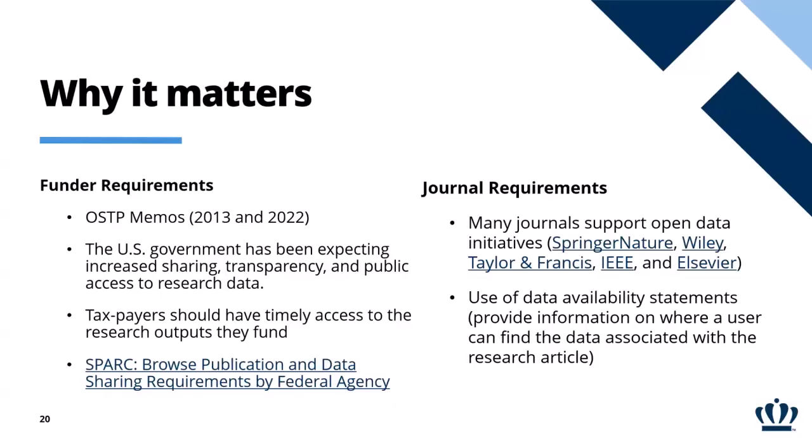Many journals also support open data initiatives, and you may notice the more prominent presence of data availability statements. These are becoming a lot more widespread. They provide information on where a user can find the data associated with the research article, and if the data cannot be shared in some way, that should also be stated in that availability statement.